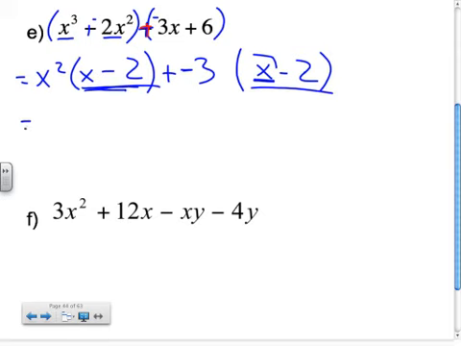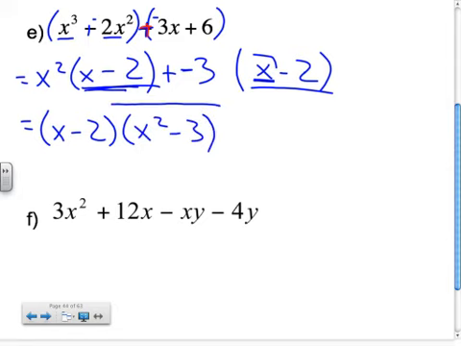So now I'm good to go. We're right back to square one. x minus 2 and x squared minus 3. And that's what we end up with there.